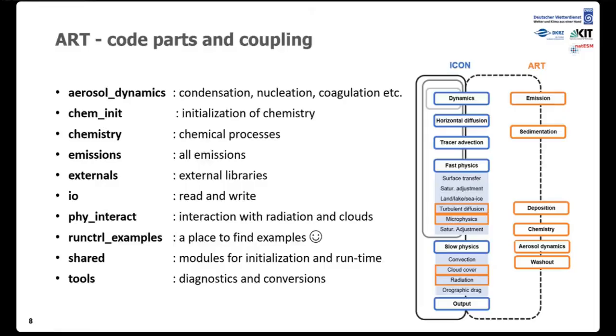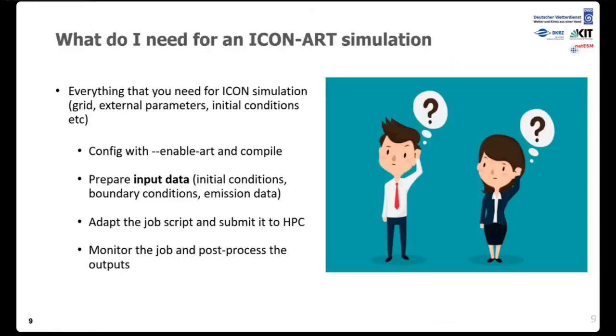But now let's have a look and see what we need for an ICON-ART simulation. So everything that you need for ICON, you need also for ICON-ART. On top of that, we need grid, external parameters, and initial conditions for the meteorology. On top of that, you need to enable ART in the configuration and compile. And we have also an example, if you want to do the full chemistry, it's also GPL, enable ART GPL. It's an additional option. We can find it in the documentation, but not here.